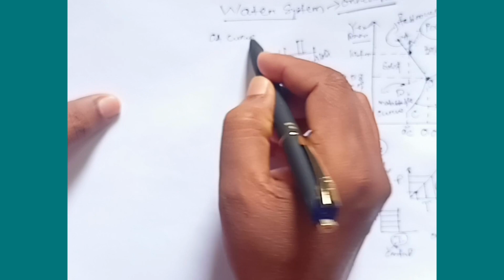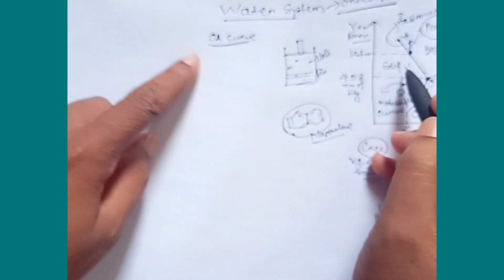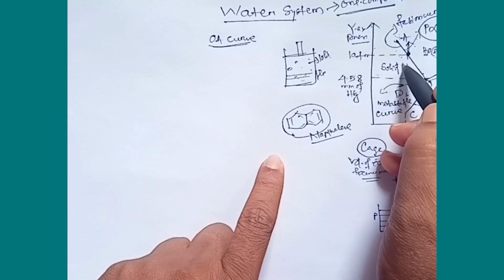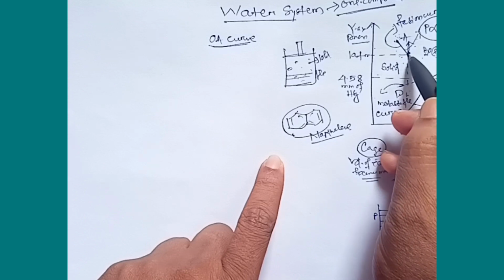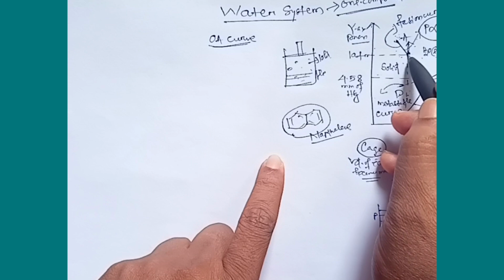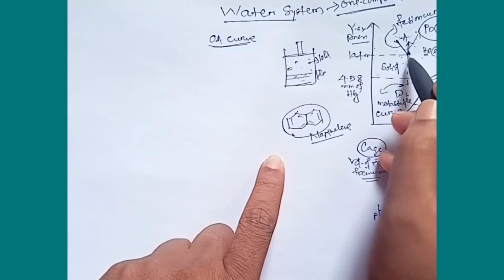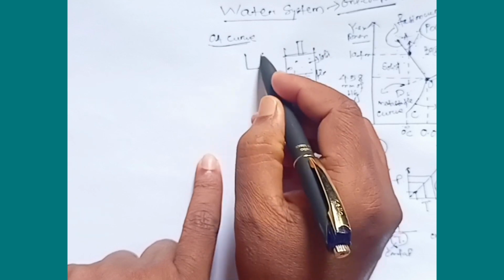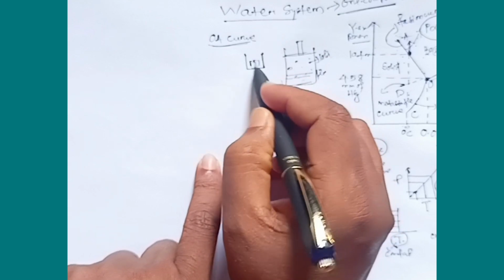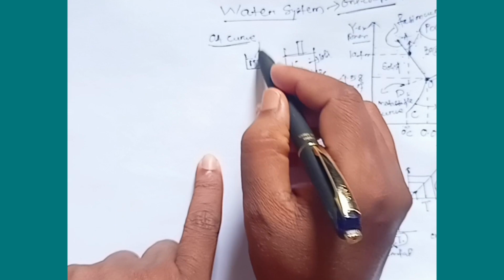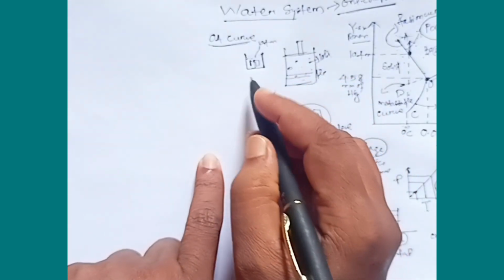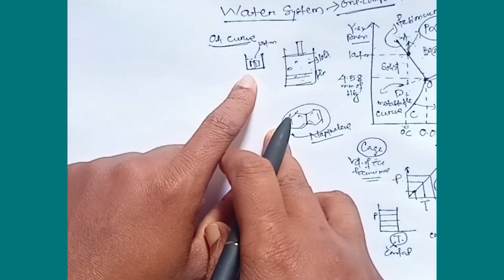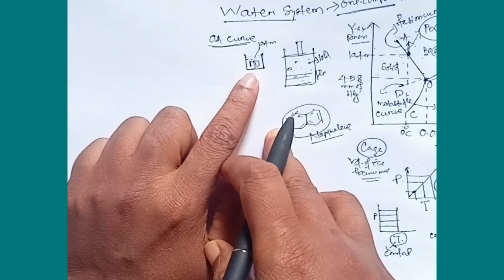OA curve. In the case of OA, water is being converted from solid state to liquid state. This is a transition zone. Here, suppose we are giving heat, we are putting some ice inside the beaker, and it is at 1 atm pressure. So slowly we are giving heat to the system.